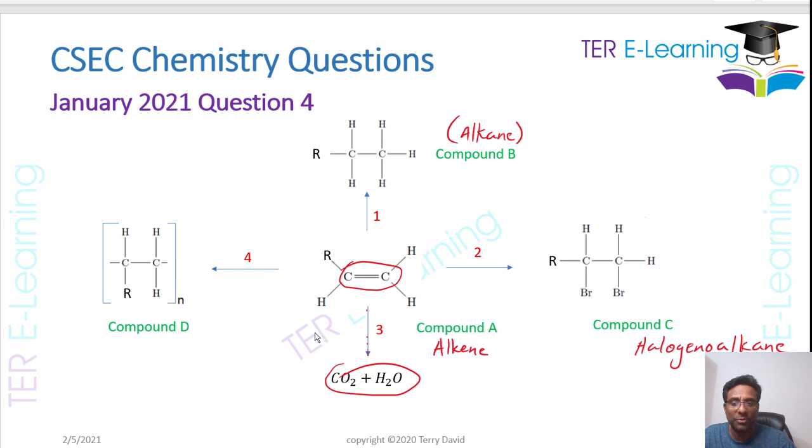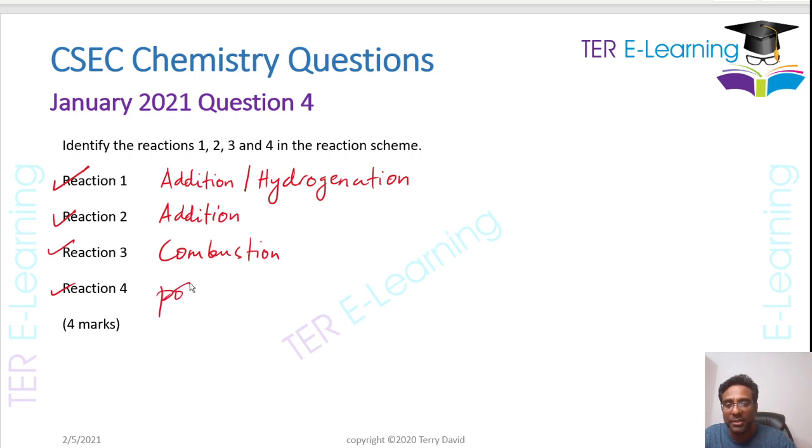Let's look at reaction 4 now. In reaction 4, you are going from compound A, which is an alkene, into compound D. This compound here, the way they've drawn it for us, is a polyalkene. Or we can say it's a polymer that is being produced. So the name of this reaction here is polymerization. That's the type of reaction taking place. It's a polymerization reaction. So look at that. You're getting 4 marks just for naming the reactions.